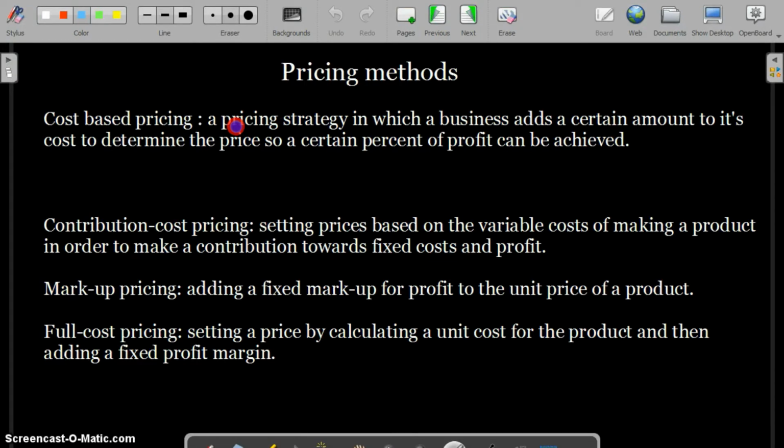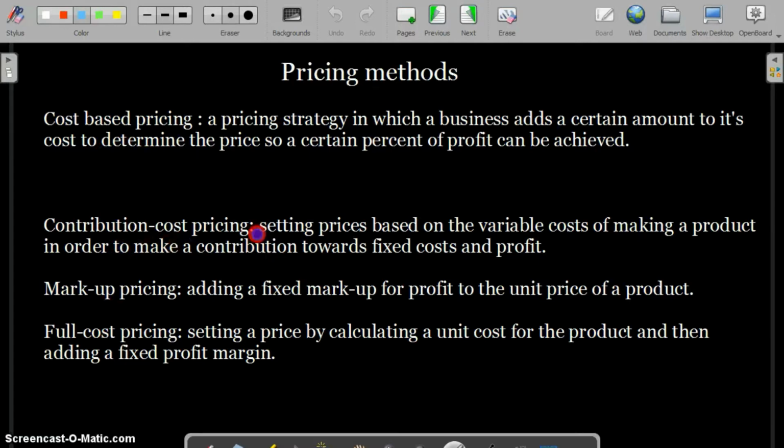Now, how can that be done? There are multiple ways for that. In our course, we look at these three important ones, the normal ones. I've not seen any question about any of these yet, but it's part of the course. So these are just some basic definitions of the three basic cost-based pricing methods.